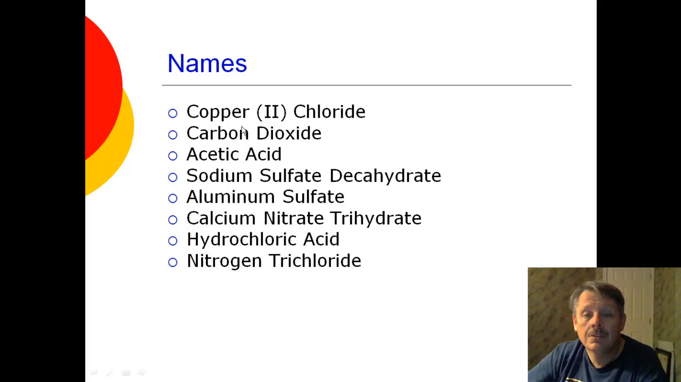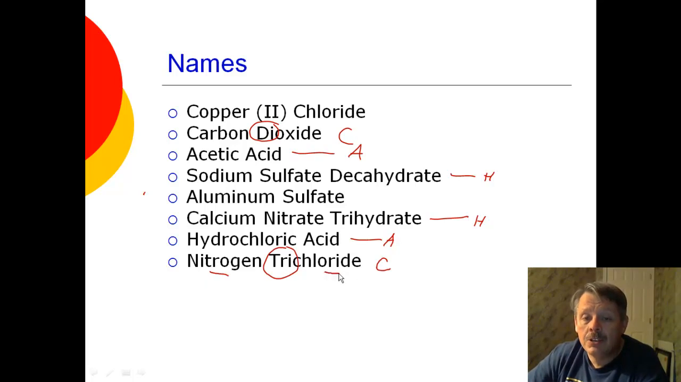Okay. So, look at these names. Tell the difference. All right. Clearly, acetic acid is an acid. Hydrochloric acid is an acid. Trihydrate is a hydrate. Decahydrate is a hydrate. Right? So now I look at what's left. Notice the dioxide. It's covalent. The trichloride. It's covalent. It's also between two nonmetals, nitrogen and chlorine. This one is between carbon and oxygen. Right? This one's ionic. It's between a metal and a nonmetal. Aluminum sulfate. Metal, nonmetal. Okay?